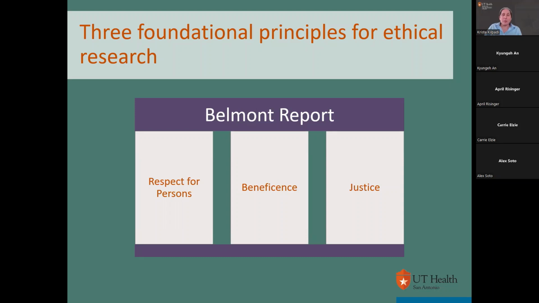And finally, you have the principle of justice, which kind of means that the burden of research should be borne by the population who will benefit from the outcome. And the point of that is that you shouldn't just be taking advantage of people like, say, homeless people or prisoners because they're easy to get to, if they're not going to benefit from the study in the long run. You need to do the research with the people who are actually going to benefit from the study.